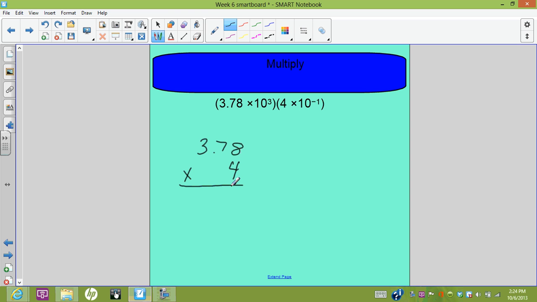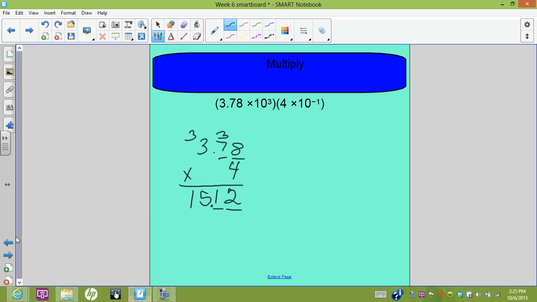Now, I use the traditional algorithm for multiplying numbers. You guys might use lattice. That's fine as far as I'm concerned. Just make sure that you get the right answer. So 8 times 4 is 32, carry the 3. 4 times 7 is 28, plus 3 is going to be 31, carry my 3. And 4 times 3 is 12. 12 plus 3 is 15. There were 2 places after the decimal point in my original problem, so there should be 2 after the decimal point in my answer. So 3.78 times 4 is about 15.12.